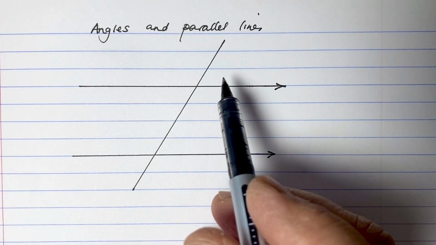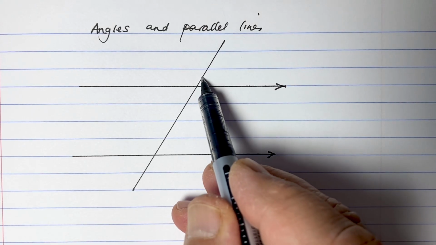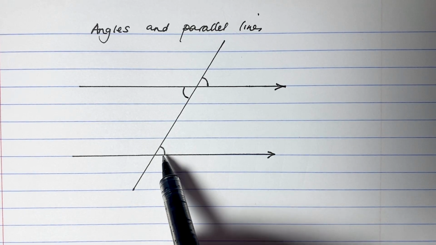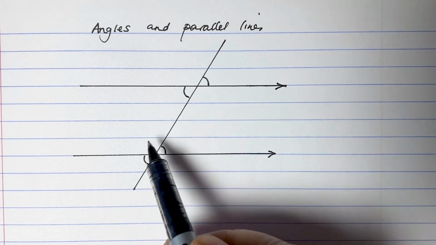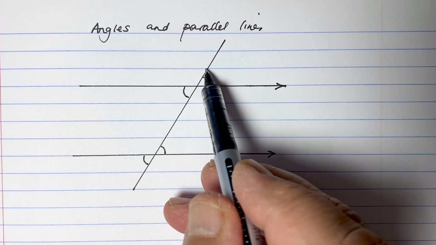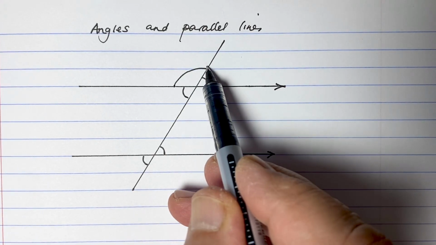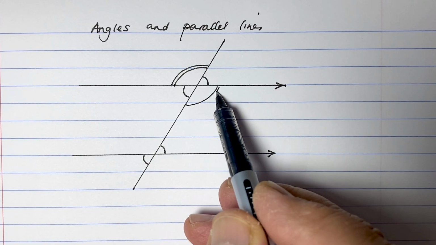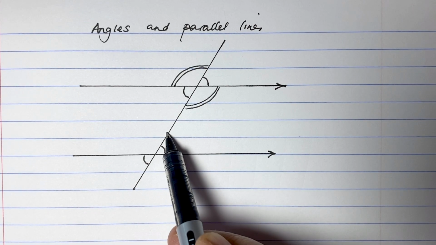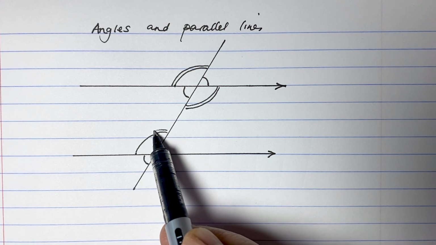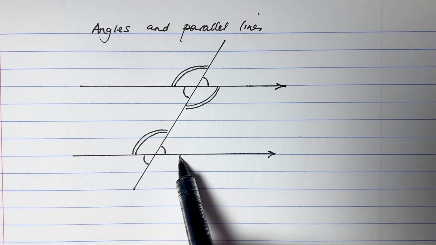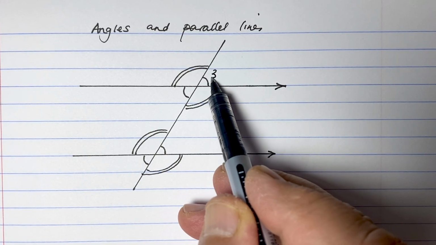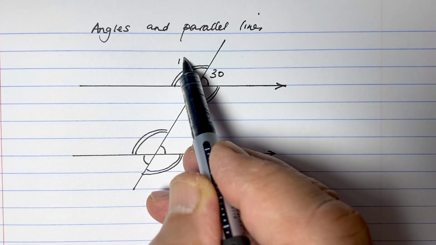You can see I've created 8 angles. 4 of them are small and they're exactly the same. The other 4 are larger and they're all exactly the same. For the sake of argument, if the small angle is 30, the big angle would be 150.